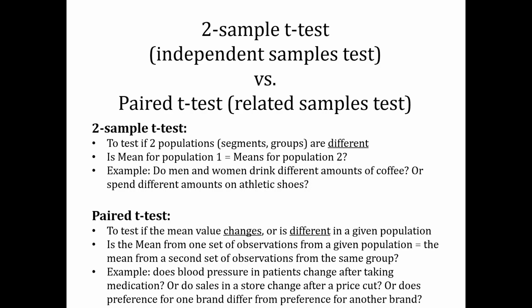Some examples. Does blood pressure in a group of patients change after taking medication? Here the source of the data is a group of patients. Or we could ask, do sales in a store change after a price cut? Here the source is a set of stores. Yet another example. Does preference for a brand differ from preference for another brand in a group of consumers? Here the source is a group of consumers.